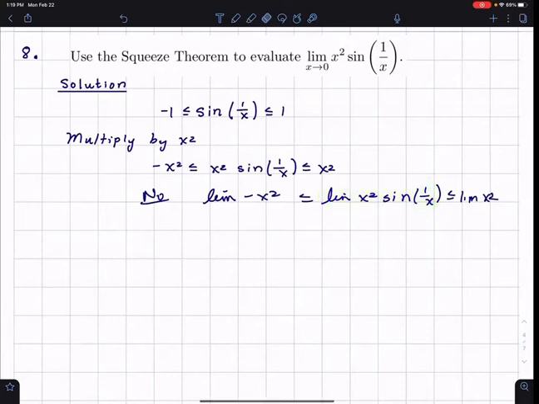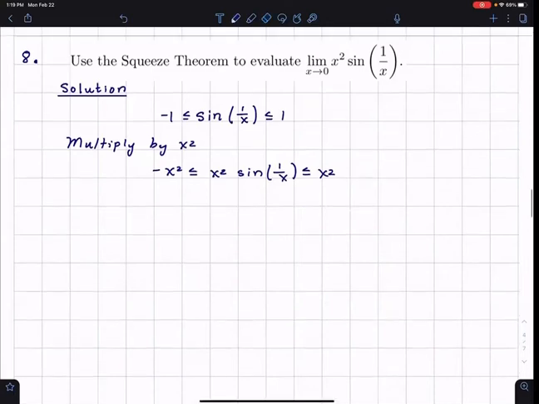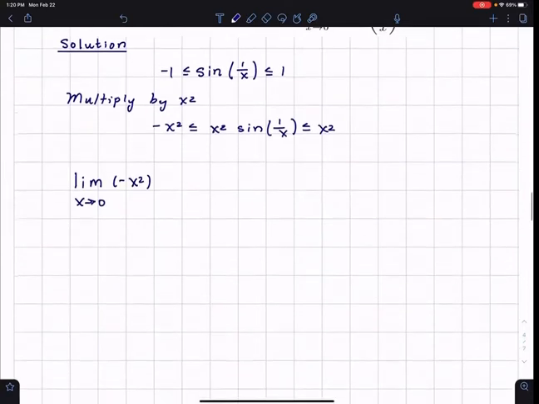I'll tell you one thing: if I took away the x squared, we showed that the limit of sine 1 over x does not exist. So don't just throw limit in front. It's not using the squeeze theorem anyway. The squeeze theorem does this. It says, okay, we'll take the limit of those two outside functions, which is not a problem because those are polynomials, and I can evaluate those limits by directly substituting in x equals 0.